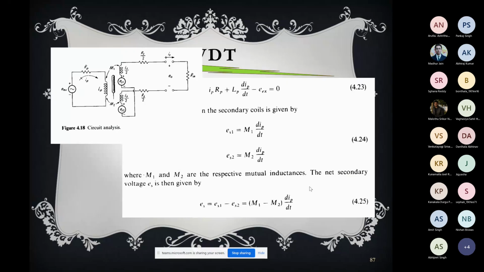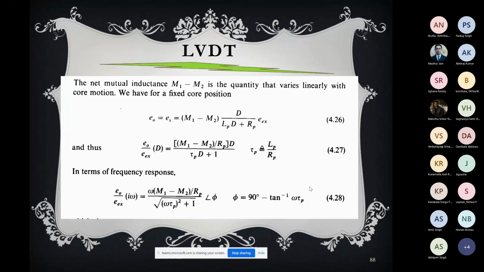From equation 4.23 you see that if I take the S transform, I_P R_P plus L_P S I_P equals E_ex. So if I take the I_P, we can write it like this. E_0 will be equal to (M1 minus M2) S, or D, they are writing D. You can write D or S, whatever you like. S by (L_P S plus R_P) into E_ex.